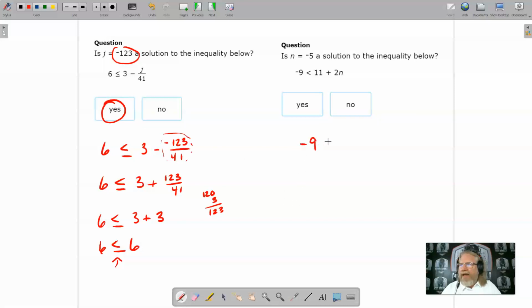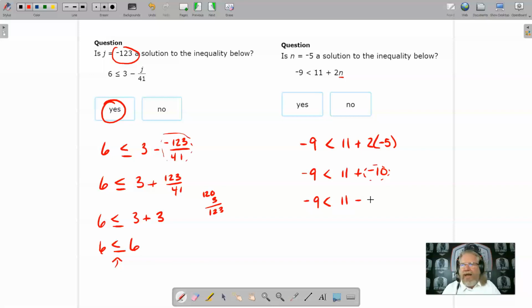Here we have negative 9 is less than 11 plus 2n. Well, where n is, I'm going to use parentheses. We did this in other classes quite some time ago. The multiplication there, wherever the variable is, I'm just going to put parentheses and then plug whatever n is in. That sounds strange, but at any rate, so I've got negative 9 is less than 11, and then plus 2 times negative 5 is going to be negative 10. So that's the same as negative 9 is less than 11. Change the sign to subtraction, take the opposite.